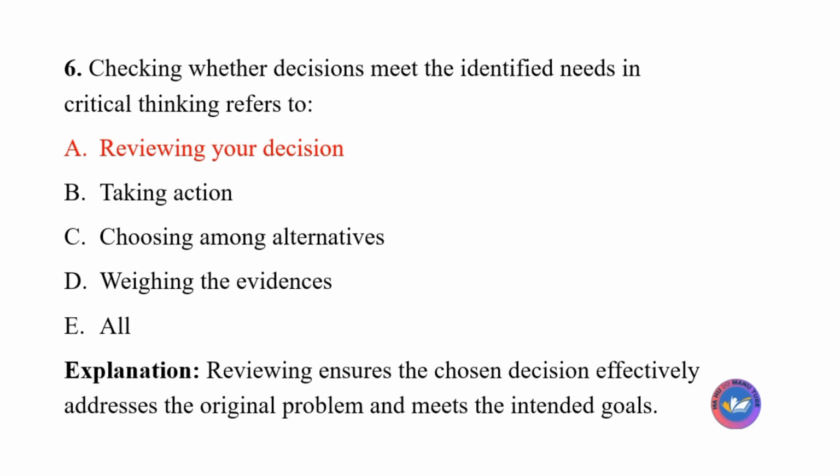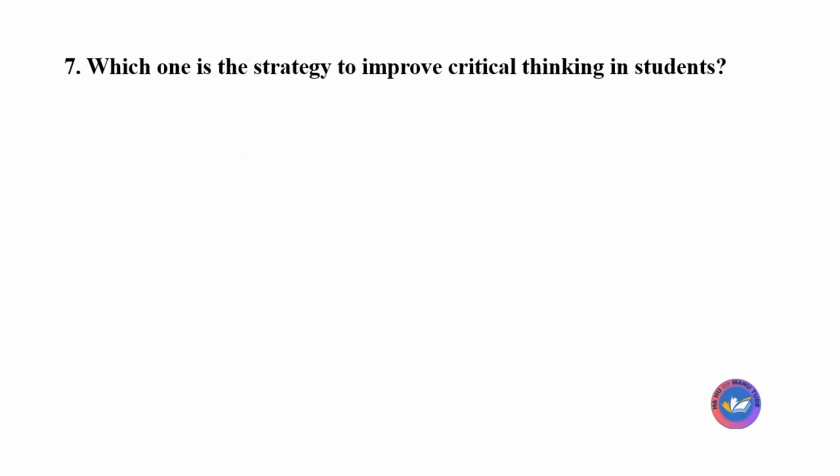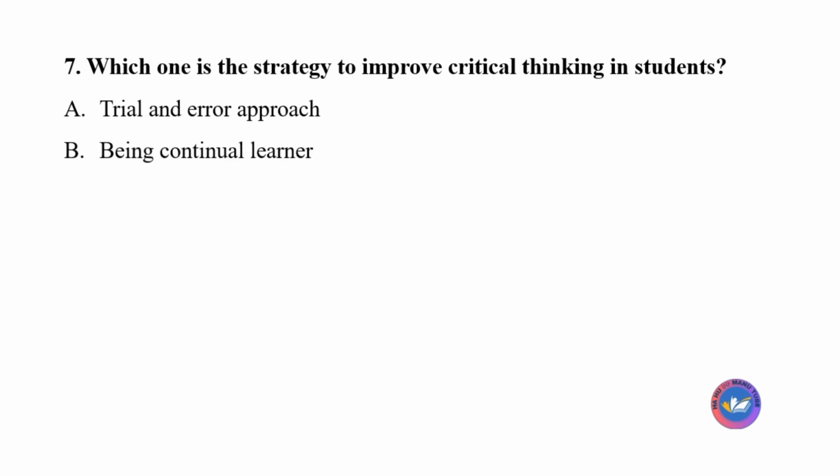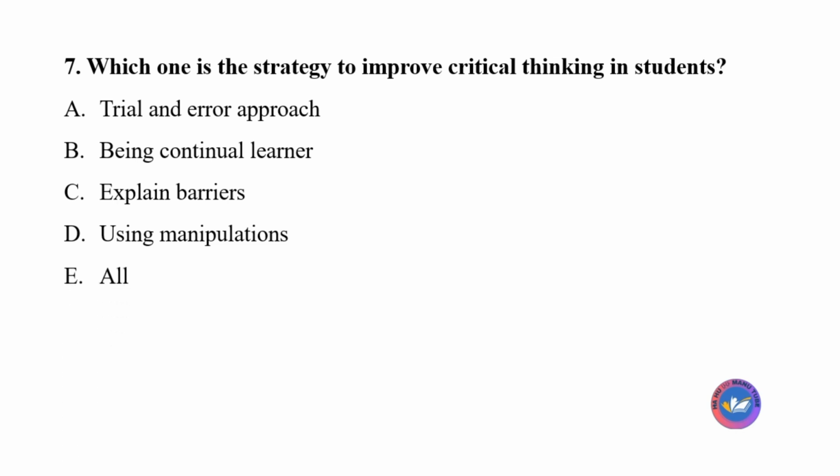Question number 7. Which one is the strategy to improve critical thinking in students? A. Trial and error approach. B. Being continual learner. C. Explain barriers. D. Using manipulations. E. All. The answer is being a continual learner. Continuous learning enhances critical thinking by encouraging curiosity, adaptability, and the ability to evaluate new information.